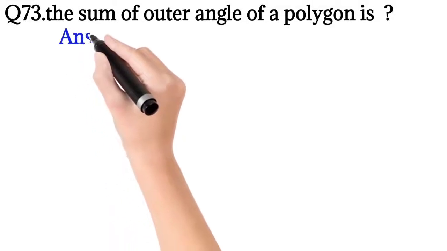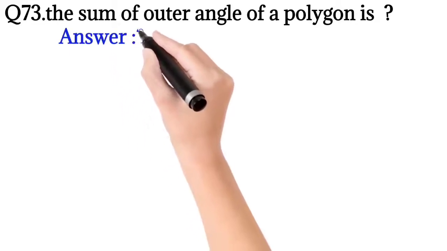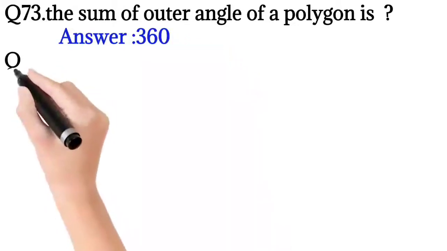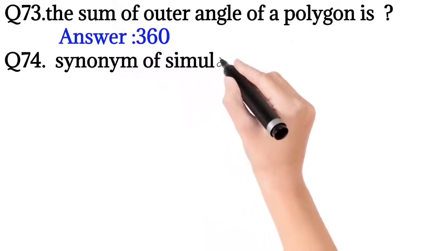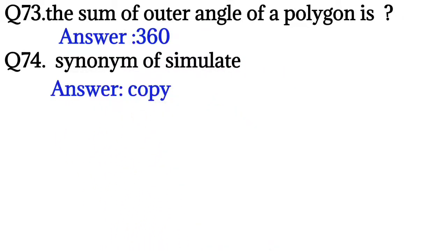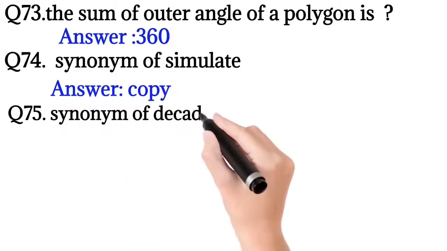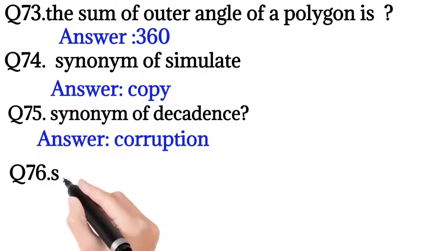So the answer is 360. Question number 74. Synonym of simulate. So the answer is copy. Question number 75. Synonym of dense. So the answer is corruption.